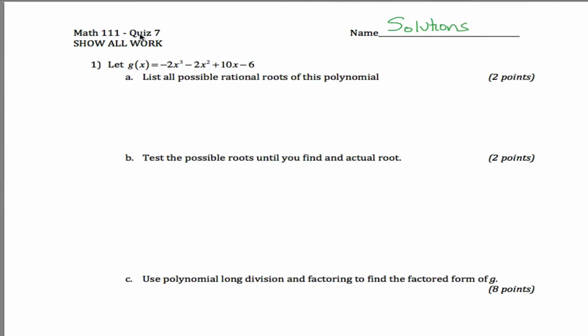Solutions for quiz 7, math 111. So the first question here asks you to list all the possible rational roots of this polynomial. To do that, what you need to know is that the possibilities for rational roots are factors of the constant term divided by factors of the leading coefficient.